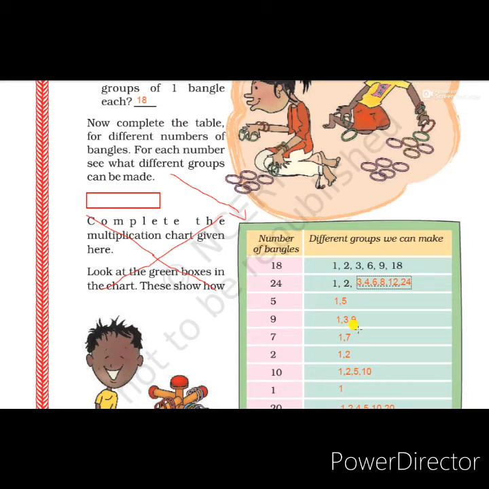The next number is 7. We can make 2 types of groups. One is 1 group of 7 bangles and another one is 7 groups of 1 bangle each.